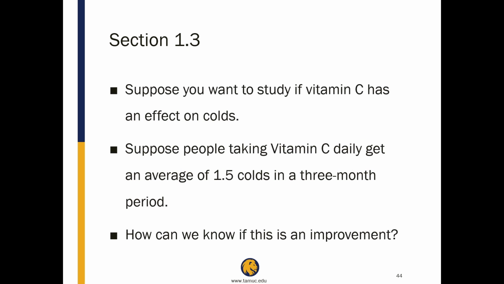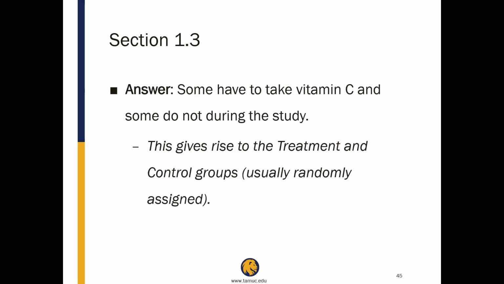So within that idea, let's talk about just sort of a general example here. It says, suppose you want to study if vitamin C has an effect on colds. Suppose people taking vitamin C daily get an average of 1.5 colds within a 3-month period. The question, though, is how do we know if this is an improvement? We know some people are taking vitamin C. We know on average how many colds they get, but do we know if vitamin C is doing it or not? In order to even start to answer this question, some of the people have to take vitamin C and some of them have to not take vitamin C during the study.